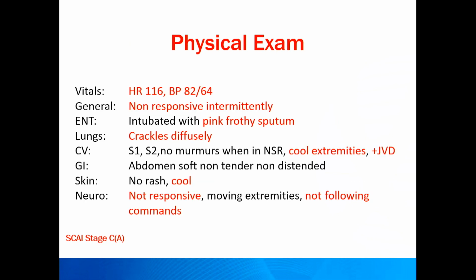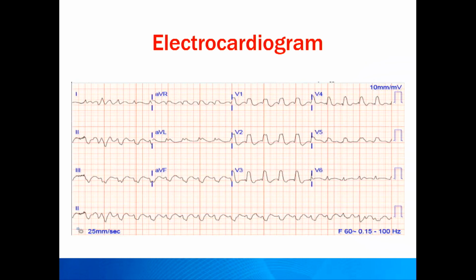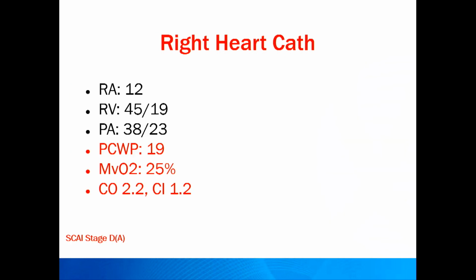Then you've got the examination findings. Heart rate's a little tachycardic, a little hypotensive, crackles diffusely, cool extremities. So now this is a SCAI stage C, right? So you have signs of hypoperfusion, but still the A modifier. In the hospital, patient taken to the cath lab, PEA, and then VFib arrest again. So this is stage E in the cath lab with the arrest modifier again. EKG shows things that we're all familiar with. Ischemic changes, injury pattern.